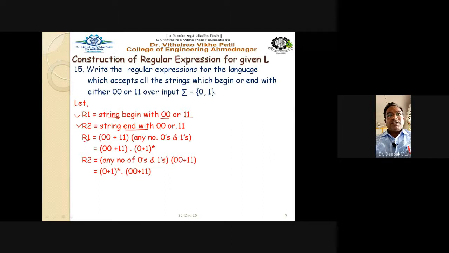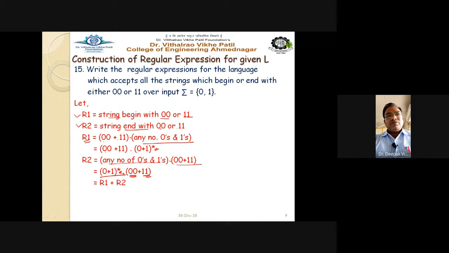R1 can be written as the regular expression like this: (00 plus 11), dot, any number of zeros and ones, right? And R2 can have any number of zeros and ones, dot, (00 plus 11). So R1 is (00 plus 11) dot (0 plus 1) raised to star, meaning any combination of 0, 1 is possible here. And in R2, (0 plus 1) raised to star dot (00 plus 11) means any combination of 0, 1, but it must end with either 00 or 11.